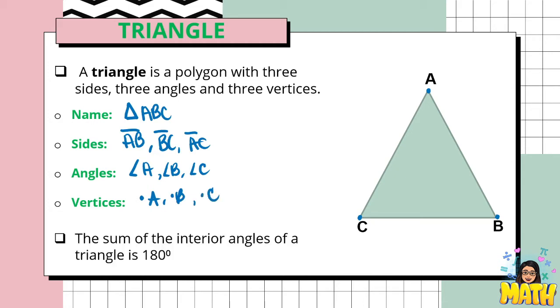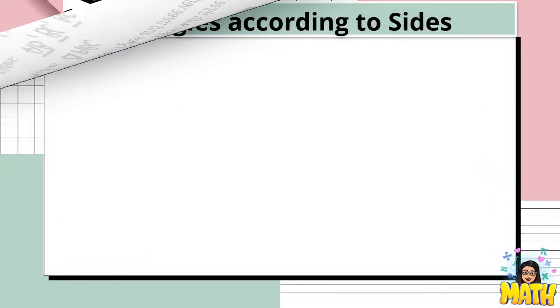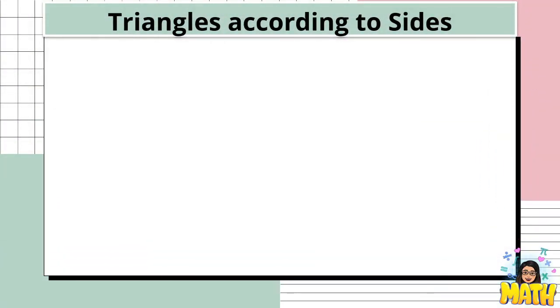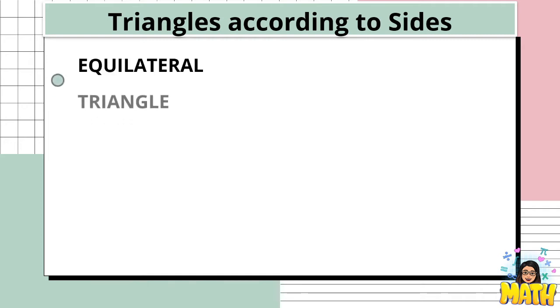Recall also that the sum of the interior angles of a triangle is always equal to 180 degrees. A triangle can be classified or named based on its side or angle. For the triangles according to sides, we have the first one, equilateral triangle.